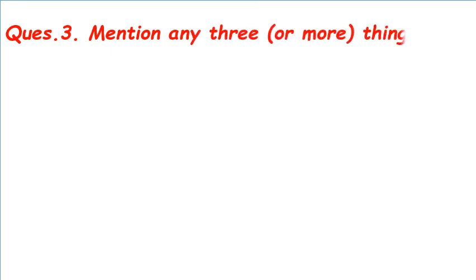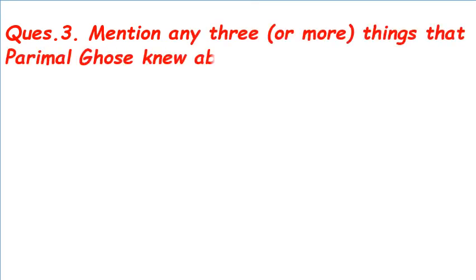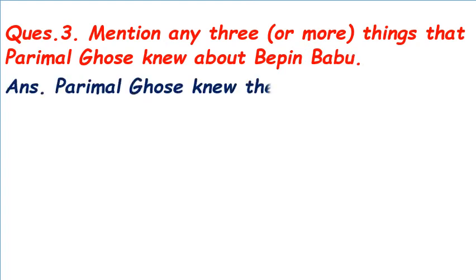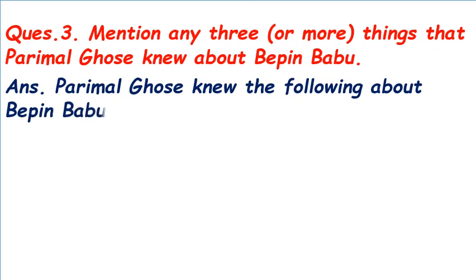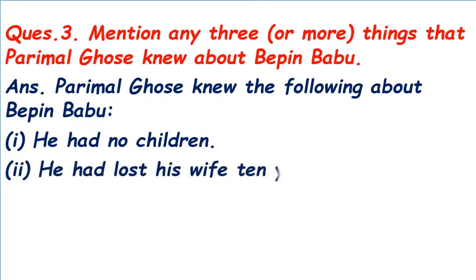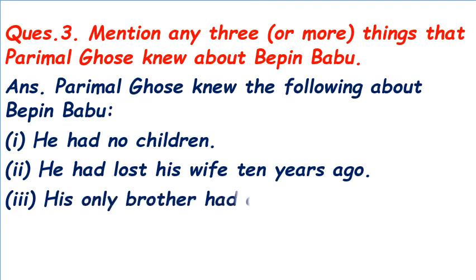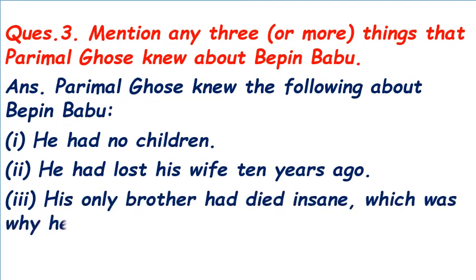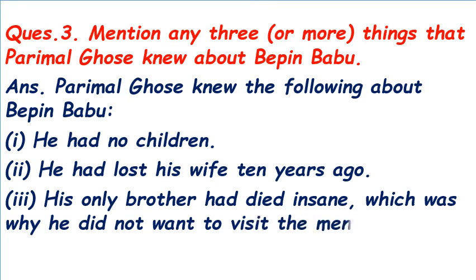Question number 3 is, mention any 3 or more things that Parimal Ghosh knew about Bepin Babu. The answer is, Parimal Ghosh knew the following about Bepin Babu. Number 1, he had no children. Number 2, he had lost his wife 10 years ago. Number 3, his only brother had died insane, which was why he did not want to visit the mental hospital in Ranchi.